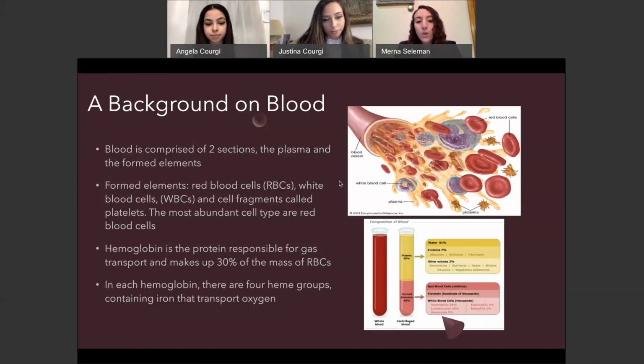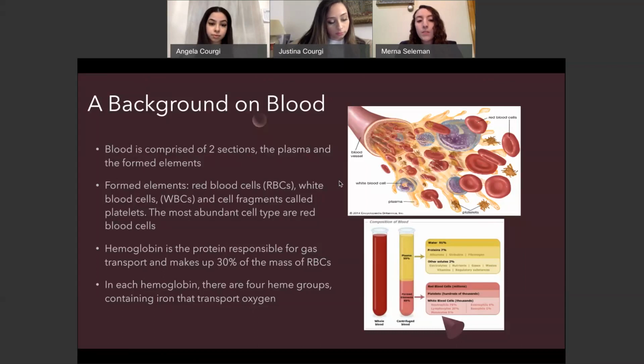Red blood cells, also known as erythrocytes, are the most abundant formed element, making up 99.9%. Hemoglobin, the protein responsible for gas transport, is the most abundant protein within the red blood cells, making up 30% of the mass of the cell. There's millions and millions of copies of hemoglobin inside of every single red blood cell. More specifically, hemoglobin is a globular protein made up of 4 protein subunits or chains made from globin genes. In adults, there are 2 alpha chains and 2 beta chains. In children, there are 2 alpha chains and 2 gamma chains.